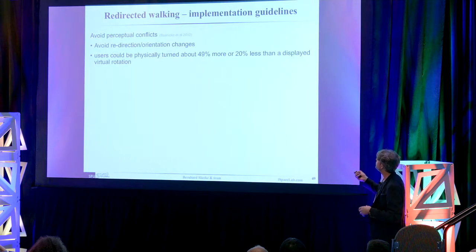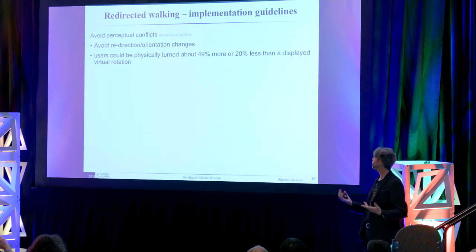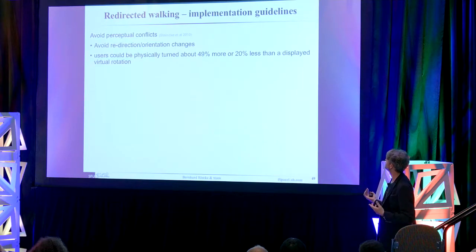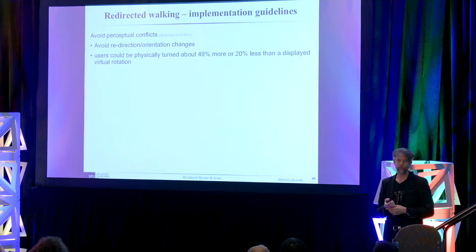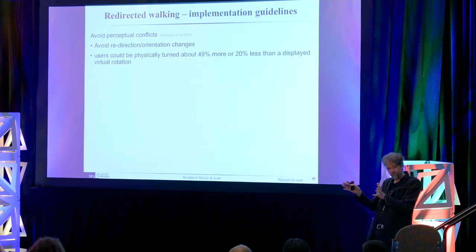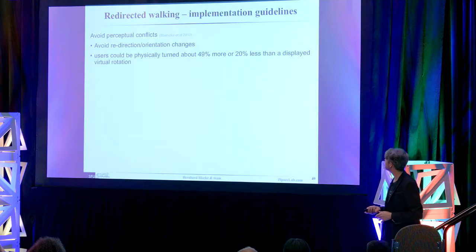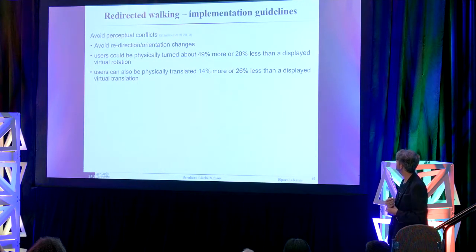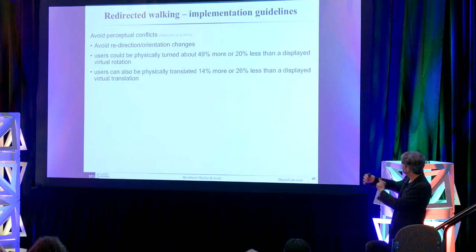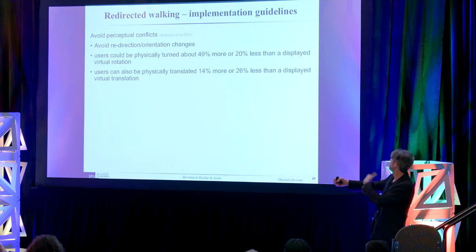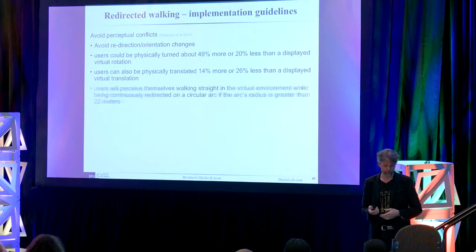There's interesting research telling you how much specifically you can turn people without them noticing it. For example, users could be turned physically about 49% more, or 20% less than a displayed visual rotation. So it's not a huge range. You can mess a little bit with it, but not too much, otherwise you do notice. For translations, it's even less: 40% more, 26% less.